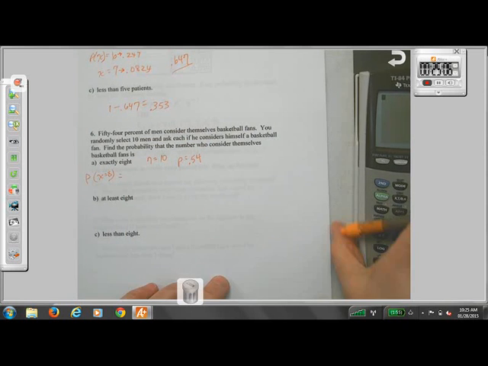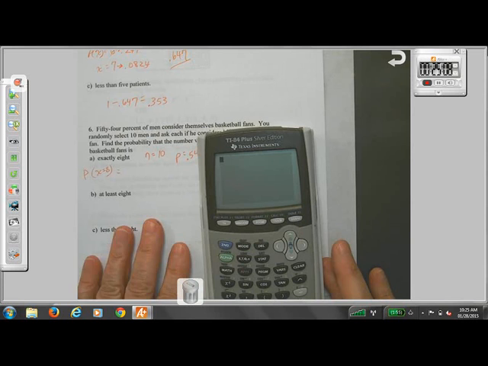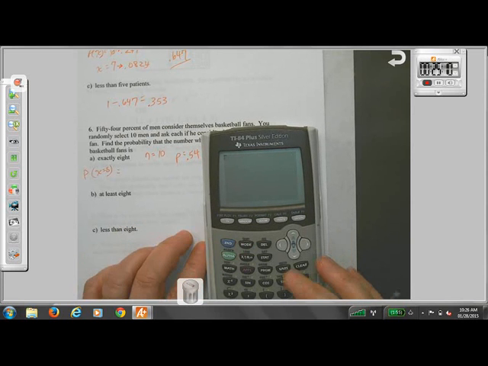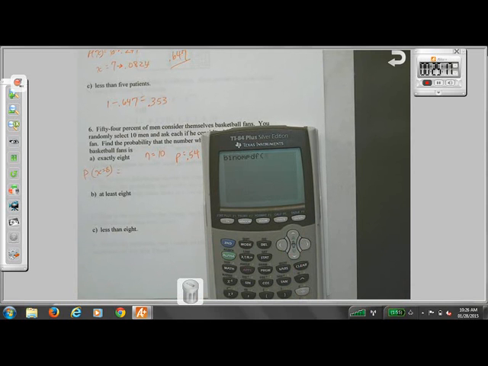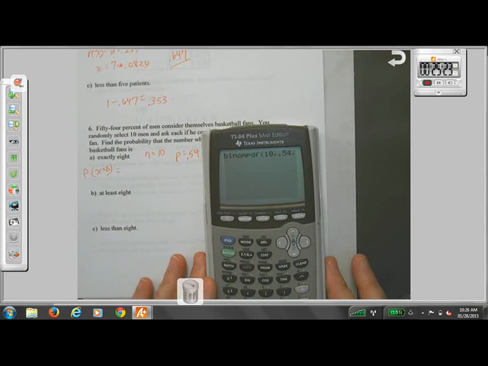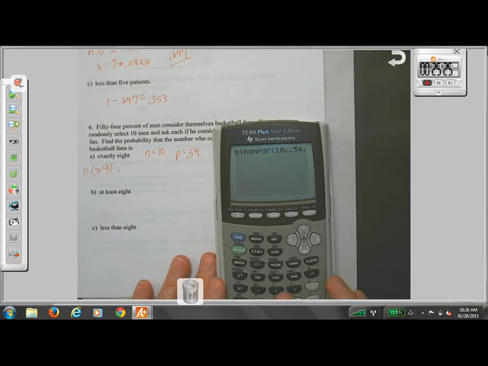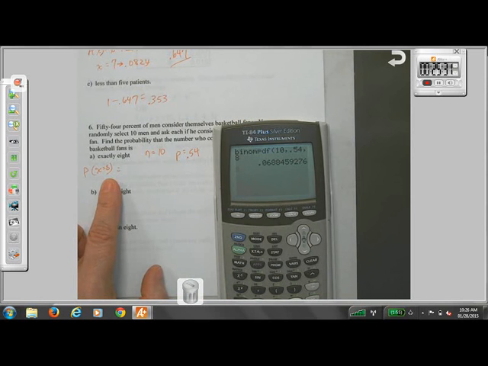All right, here we go. Second, vars, binomial PDF, enter, 10, comma, 0.54, comma, 8. Okay, 10, 0.54, 8. 0.0688.